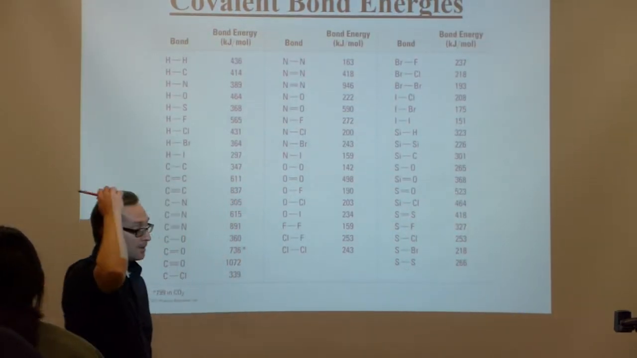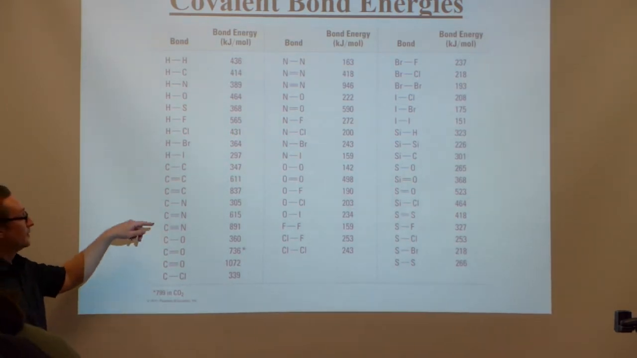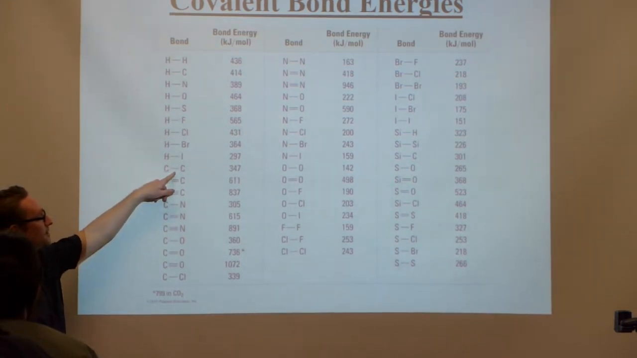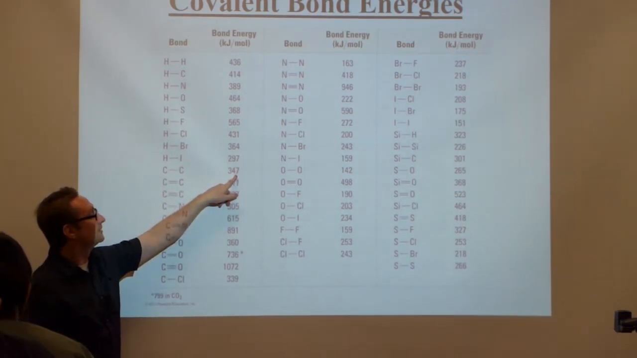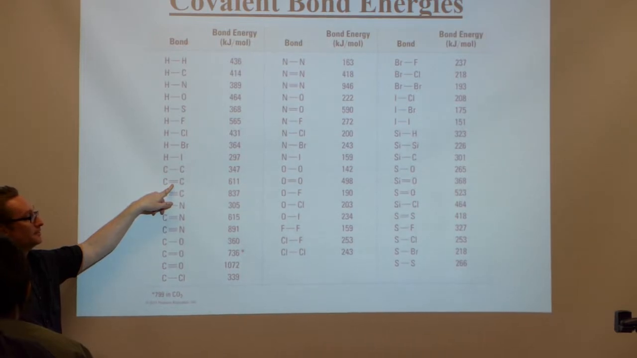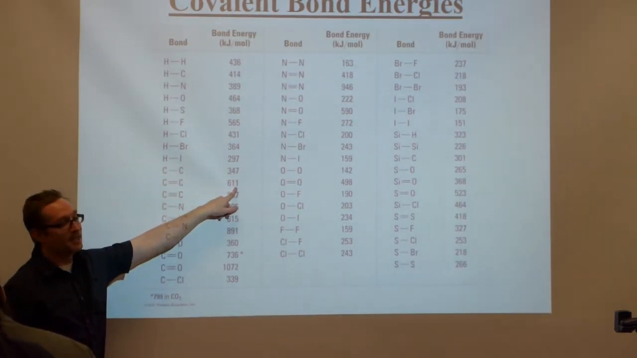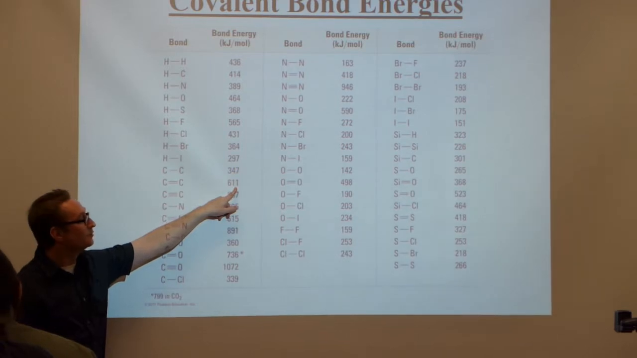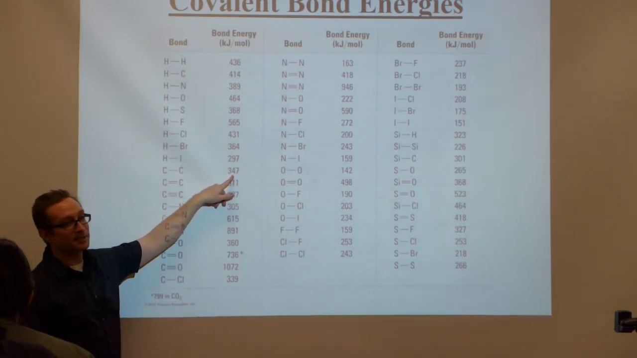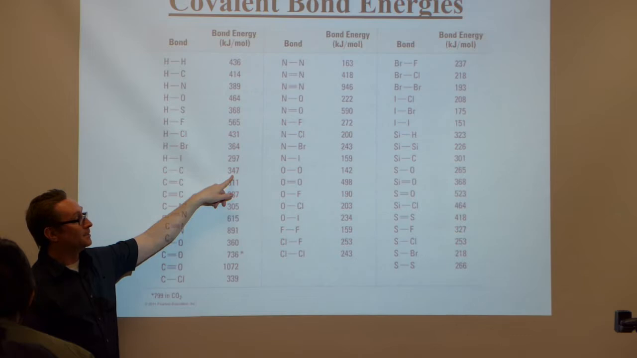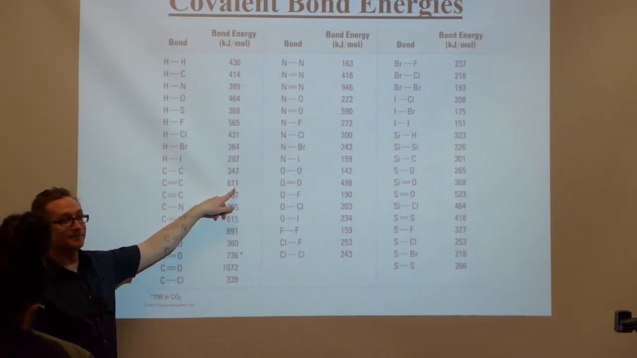Let's make sense of the bond energies then. Look at a C-C single bond. Look at the bond energy, 347. Now look at the double bond. You would think that a carbon-carbon double bond would be exactly double that of a single bond. You would think. So if I multiply this by 2, 347 times 2 gives what? 694. Yeah, 694. But it's only 611.